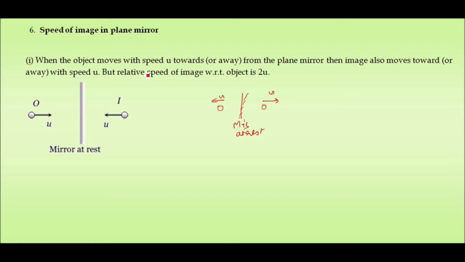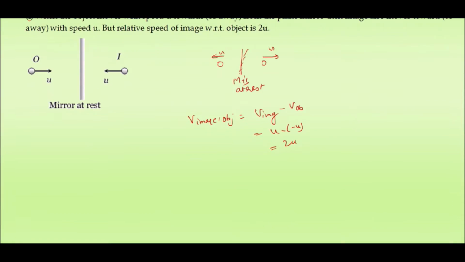Now consider the relative speed of image with respect to object. It is equal to speed of image minus speed of object, which is u minus u, that is equal to 2u, if we are considering the direction of velocity of image as positive. So it is written here, the relative speed of image with respect to object is 2u.